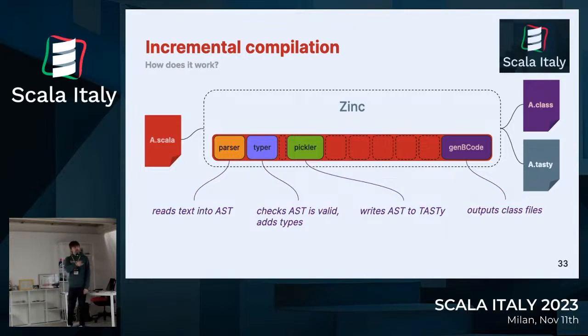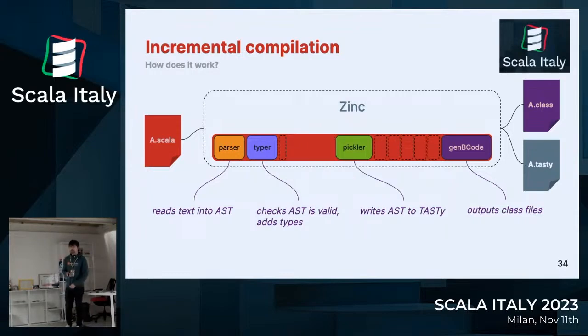Then eventually you go through all these other phases and you get to the backend, GenBCode, which is the thing that produces the class files so you can actually run the program on the JVM. And yeah, once that's all done, you get the class files and TASTy files at the very end.